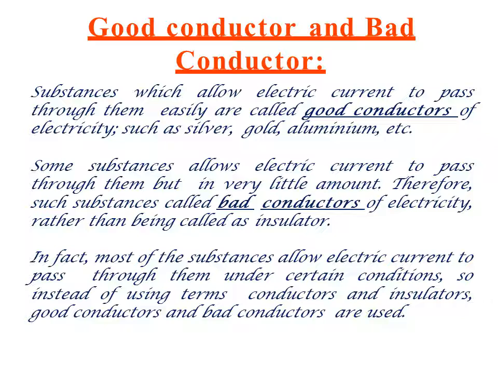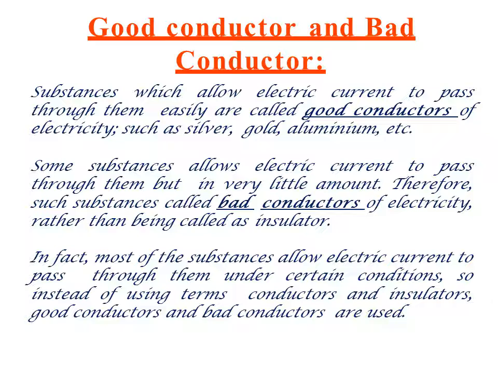As we know, conductors are the substances which allow electric current to pass through them. But in conductors also we have two types: one is good conductor and one is bad conductor. Good conductors are those substances which allow electric current to pass through them easily. For example, silver, gold, aluminium. Those metals, common metals, even iron also, are good conductors.